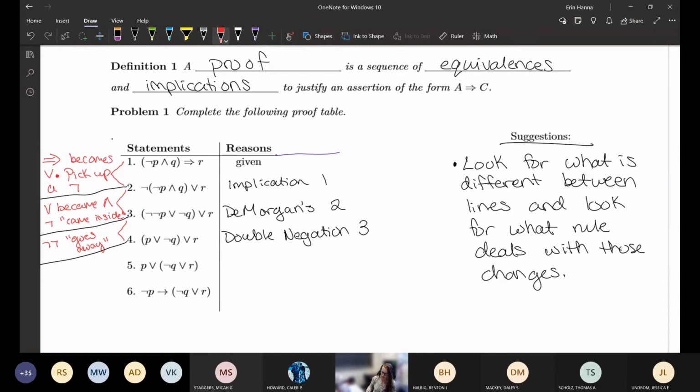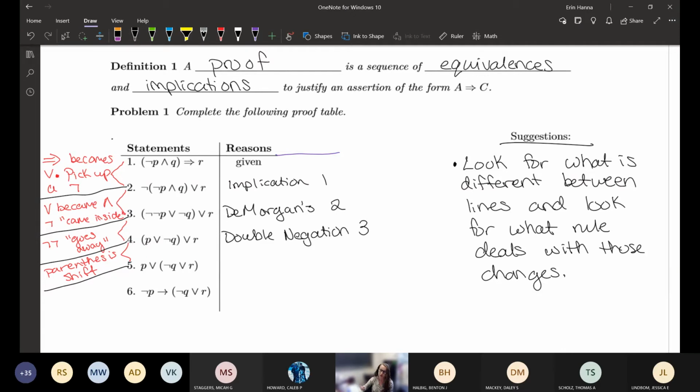For our next line, what's the difference? Well, we have P or not Q or R with some parentheses in certain spots. And we still have a P, we still have a not Q, we still have an R, and the ors are still ors. So really the only thing that changes is that these parentheses shift. And that is the only difference I'm seeing there, that the parentheses just shift to the other pieces.